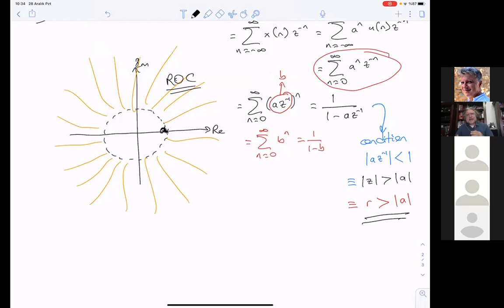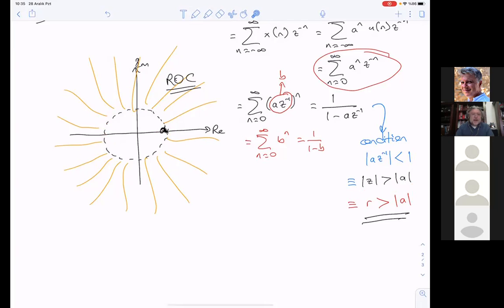A could also be negative. For example, let's say A is equal to minus 0.5. Then the location of A will not be here anymore. It will be somewhere here, the negative of it. But the radius will still be the same. That's why we are saying that the absolute value of Z, or magnitude of Z, is greater than the magnitude of A.